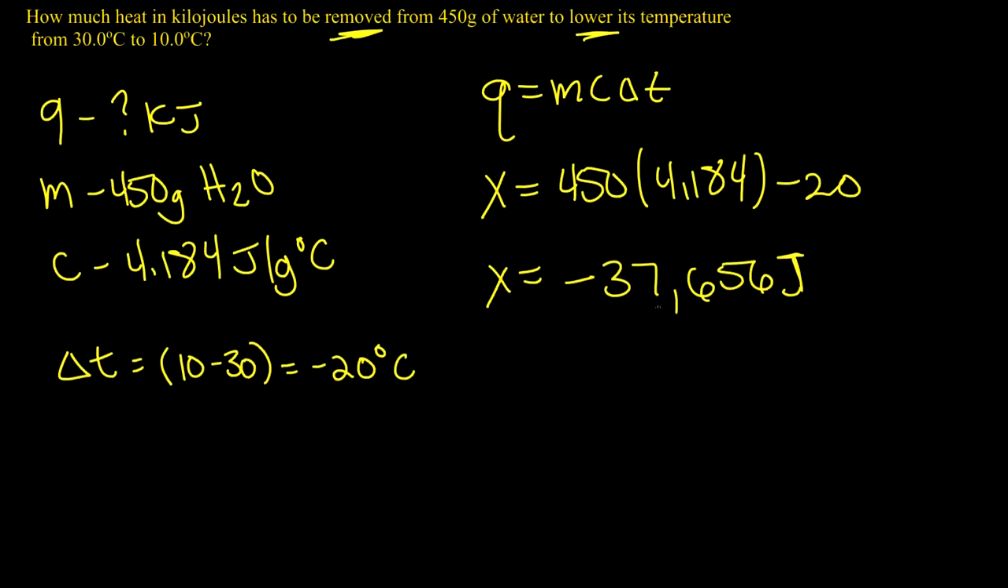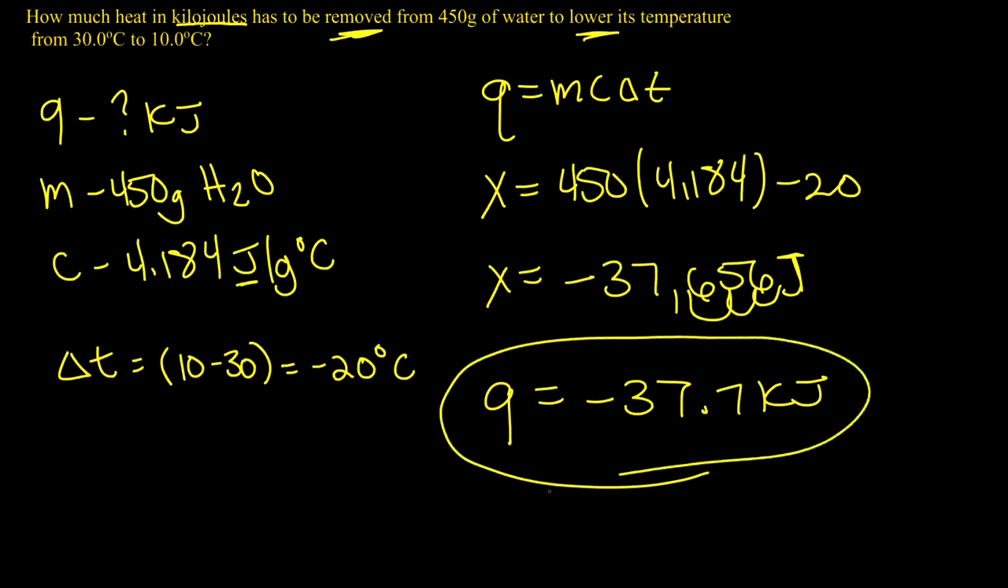Now this is in joules currently. It's in joules because our specific heat was in joules. The problem wants us to report it in kilojoules, so we got to do that conversion. So all I got to do is divide this by 1,000, or I could just move that decimal 3 times. So this is really negative 37.7 kilojoules. And there is our answer. Let's do another.